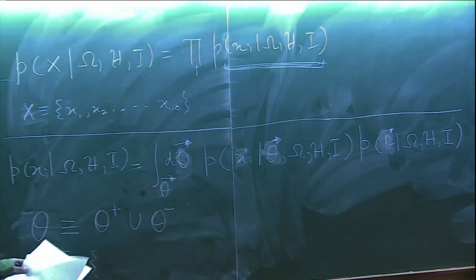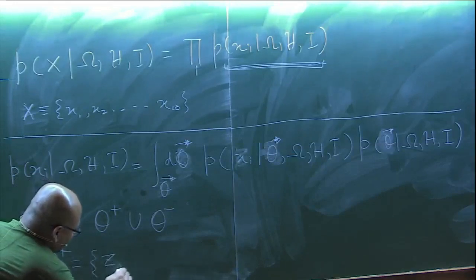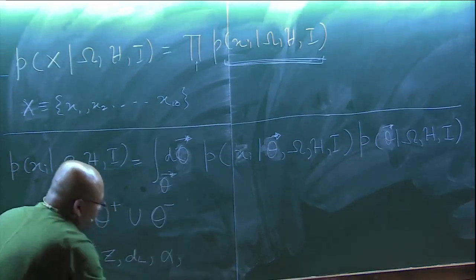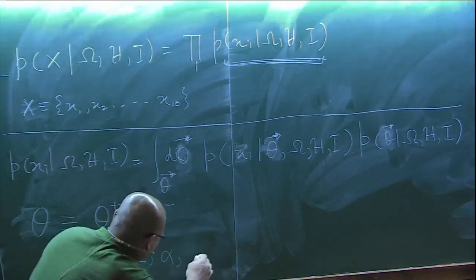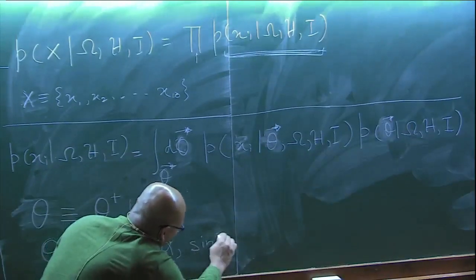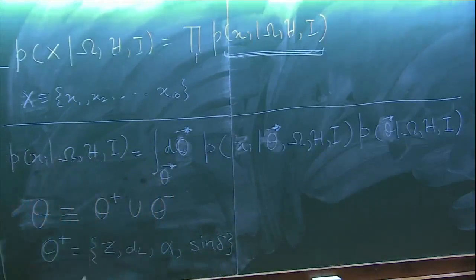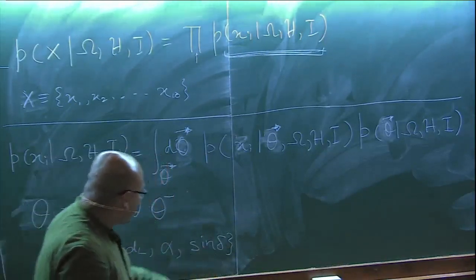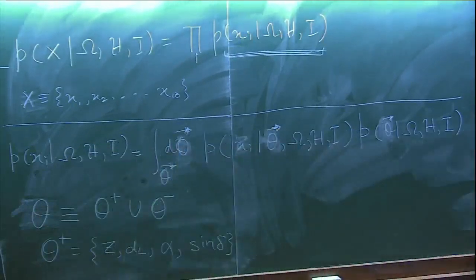What are going to be the useful parameters? For us, the useful parameters are going to be the redshift, the distance, the locations on the sky, so the right ascension and the declination. It's usually useful to work in sine of the declination instead of the declination, because the area element in the sky is d alpha d cosine delta d delta, so that's d alpha d sine delta.